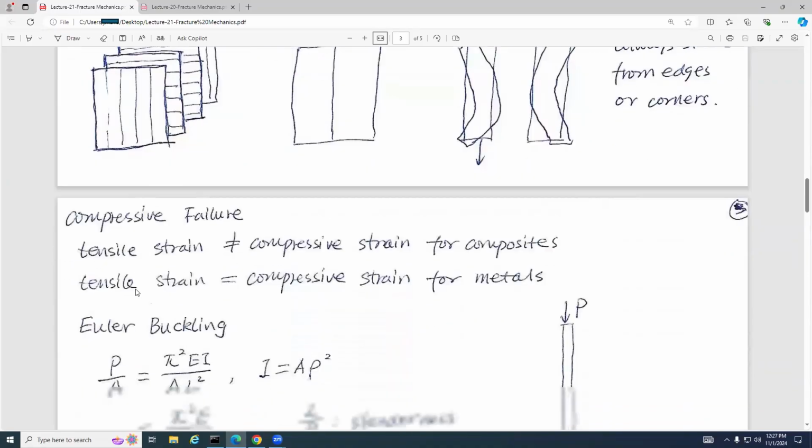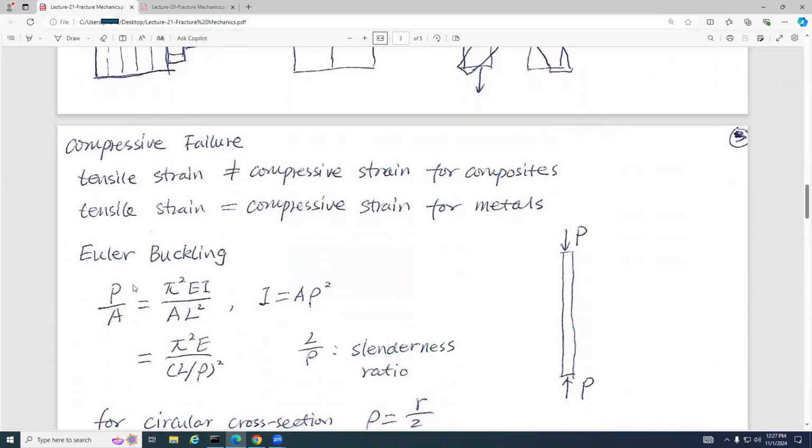Now, compressive failure. We are very familiar with metals, and for metals the tensile strain and the compressive strain, I'm talking about failure strain, are identical, right? However, for composites, the tensile strain and the compressive strain are totally different.